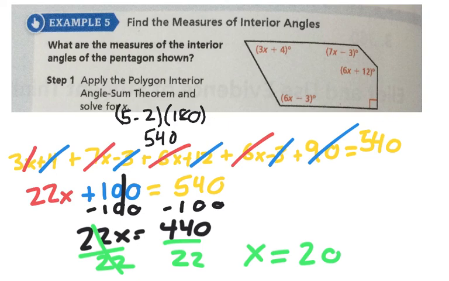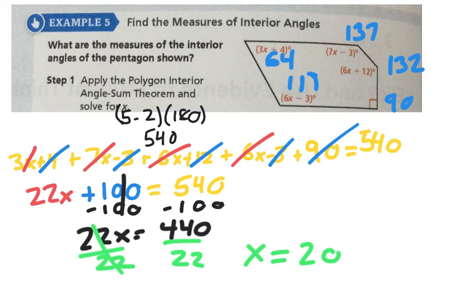Is the question, what is x? No. The question is, what are all of these angles? So what am I going to have to do? Plug in 20 for all of the choices for x. So 3 times 20 is 60. 60 plus 4 is 64. 6 times 20 is 120. 120 minus 3 is 117. 7 times 20 is 140. 140 minus 3 is 137. 6 times 20 is 120. 120 plus 12 is 132. And then this angle, of course, is 90.